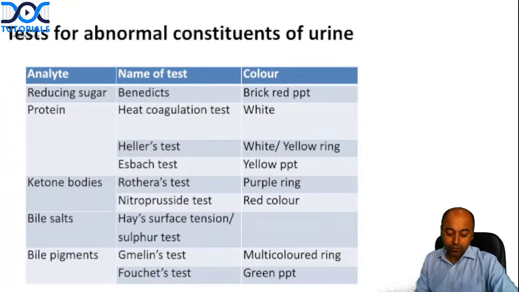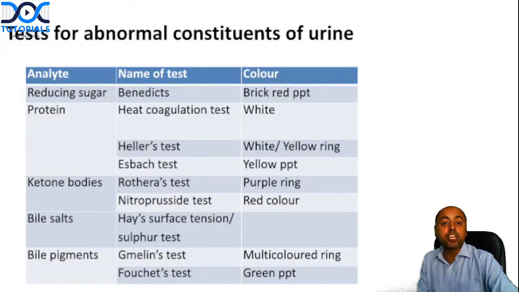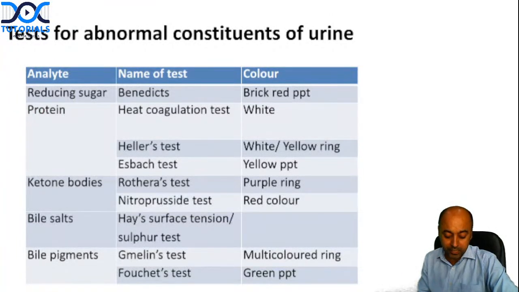Okay, so we mentioned some of the important abnormal constituents of urine and the corresponding test. I already told you, for reducing sugar we have the Benedict. For protein, the common test is the heat coagulation test. For the ketone bodies, the common test is the Rothera's test, which is the modified nitroprusside test. For bile salt, we have the Hay's sulfur powder test, and for pigment we have the common Fouchet's test.